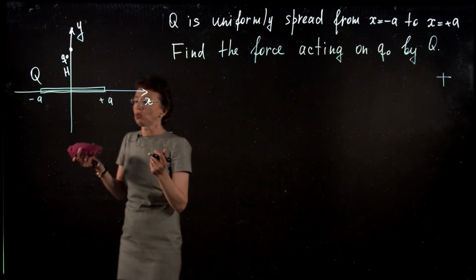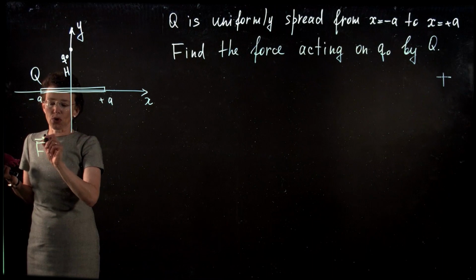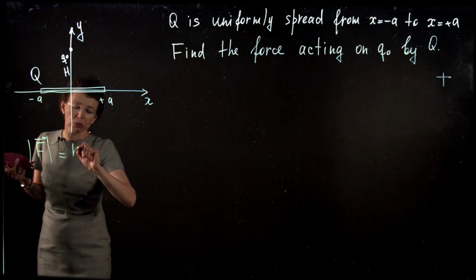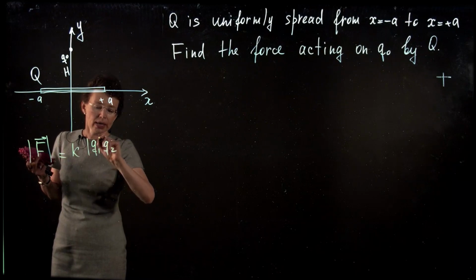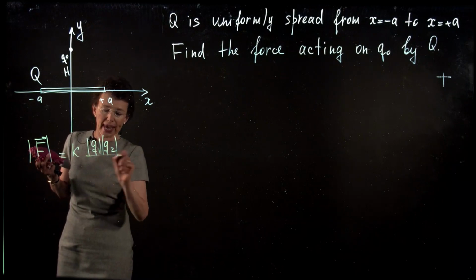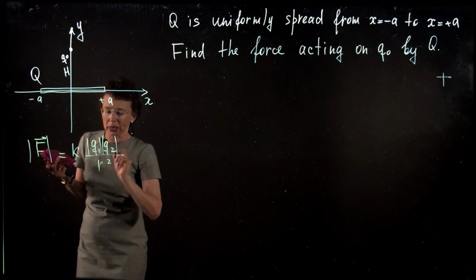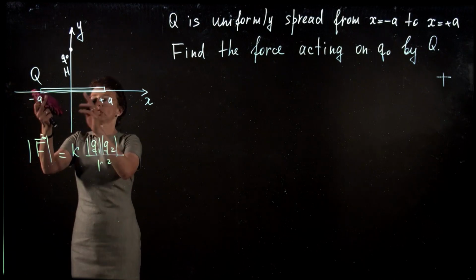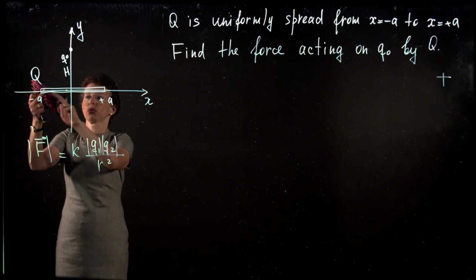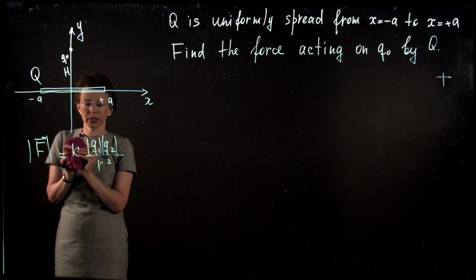Well, we know how to find the magnitude of force between two point charges. According to Coulomb's law, it is coefficient k and then product of magnitudes q1, q2 divided by distance between them squared. But we do not have a point charge. We have charge q that is spread along x. So how can we apply this formula?